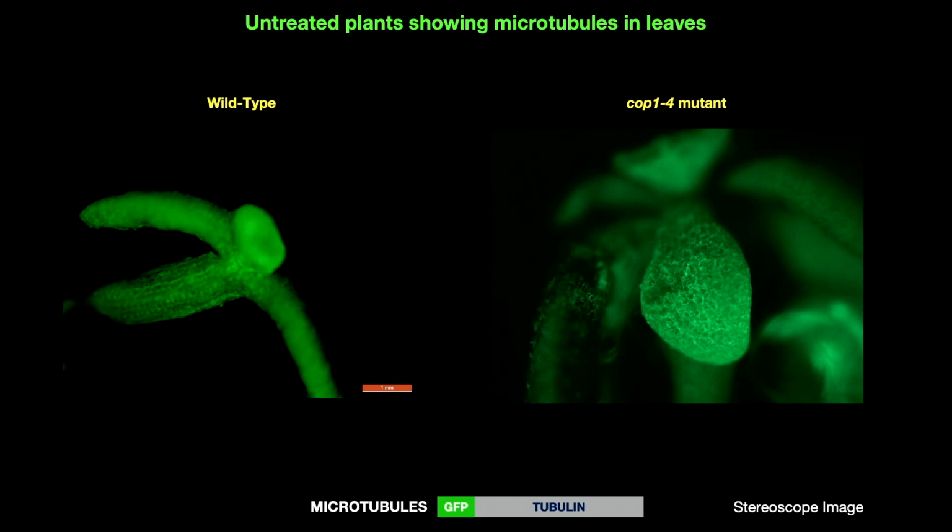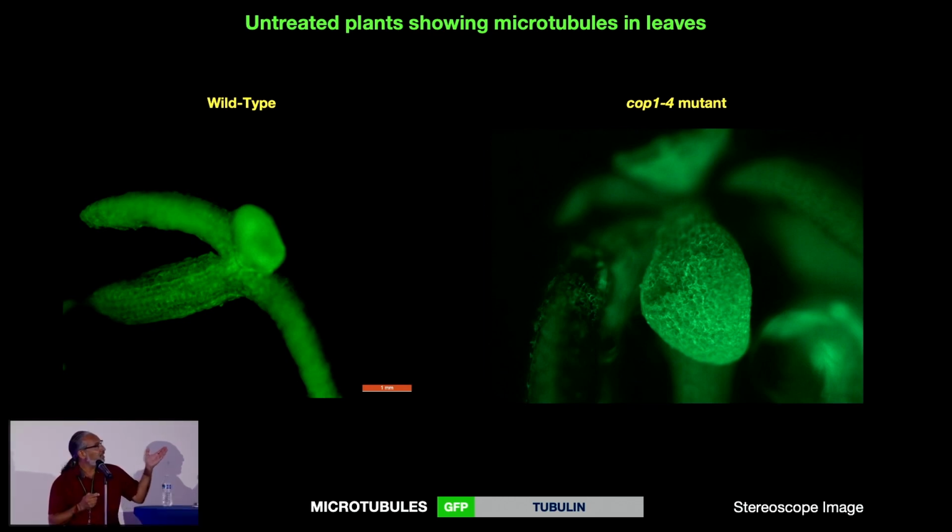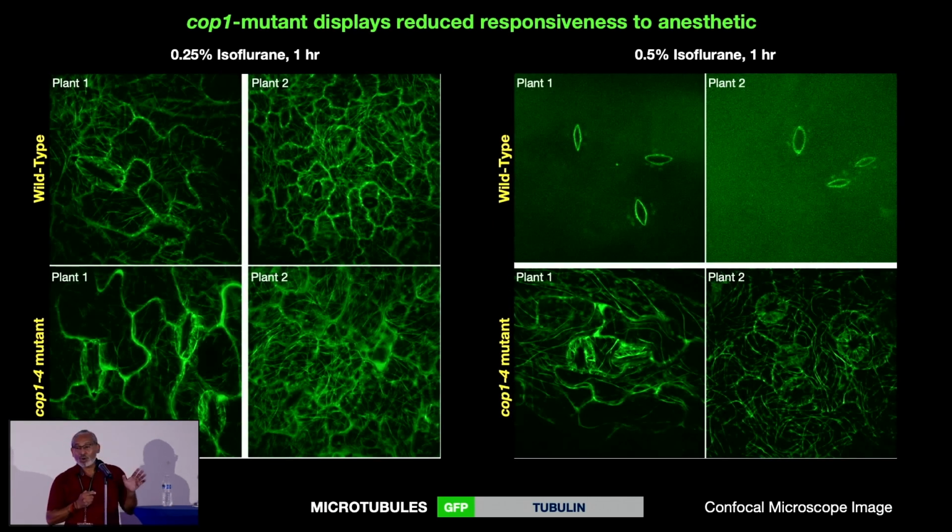So here's a stereoscope image of the wild type and COP1 mutant. You can see that we can see beautiful GFP-TUBULIN. Microtubules are everywhere in the plant. But now we start to look at these two with isoflurane added for 1 hour, at 0.25% and 0.5%. The top one is wild type, and the lower one is COP1 mutant.